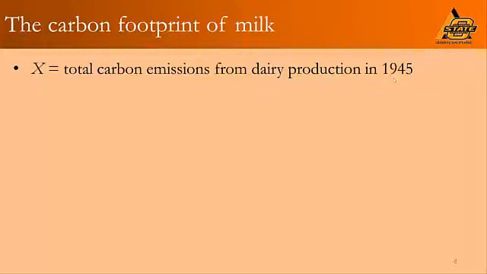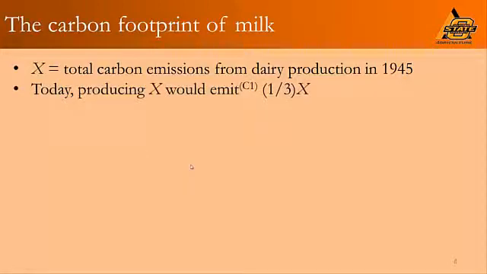So we're just going to let the total emissions in 1945 from all dairy production be X. Now we know that today producing 1 gallon of milk results in 1/3 of the carbon emissions than it would have in 1945. So if we were still producing the same amount of milk as we were in 1945, total carbon emissions would be 1/3 of that amount, that is X divided by 3.